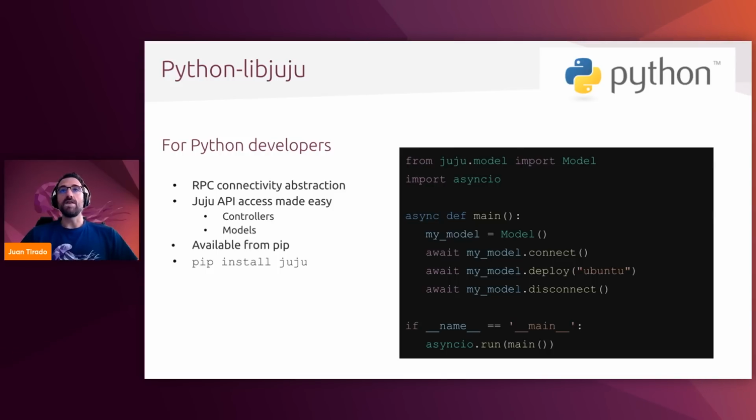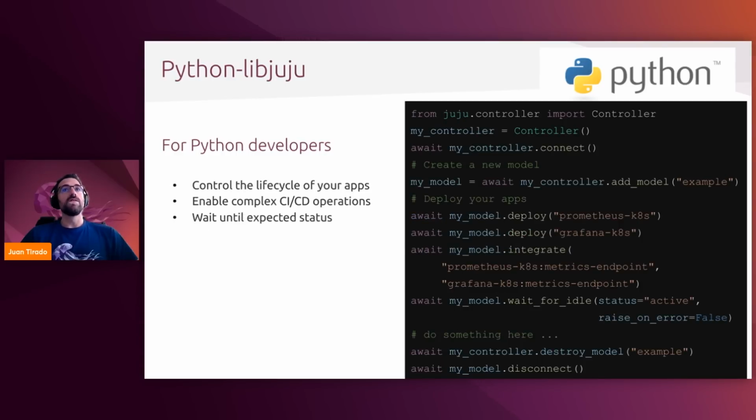The piece of code I show here is a self-contained example of how to use this library, just for you to get a feeling of how it works. In this example, we are going to connect to a model and deploy the Ubuntu charm. Then I simply disconnect, right? This is a self-contained example in less than 10 lines. So you can really see how easy it is to unleash all the potential that is behind Juju itself.